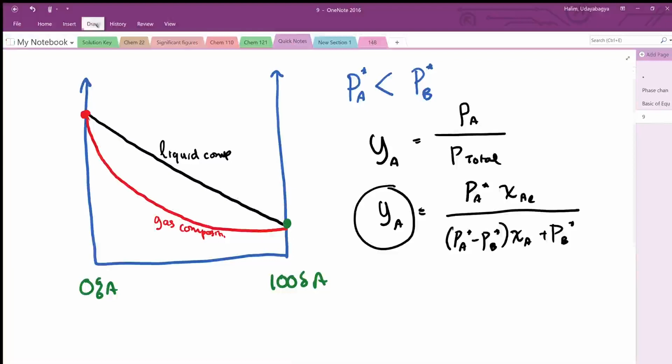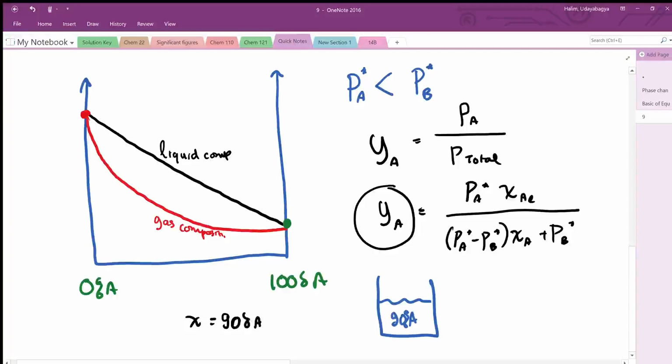So suppose that I have a solution containing 90% A, right? So the liquid composition is 90%. So I have chi, or x, equal to 90% A. So it's going to be somewhere here. That's my 90% A. What I will find is that the vapor composition is going to be different from the liquid phase.